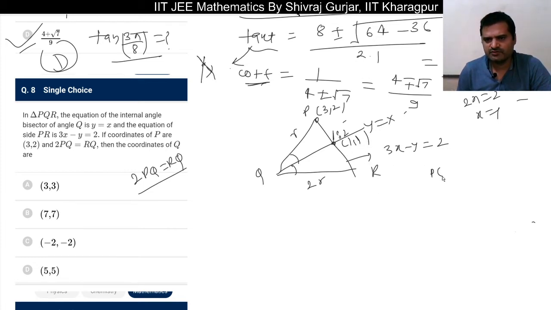Basically we have 3, 2, or let us say x, y, and there is this point which is 1, 1, and this is divided in 1:2 ratio. So 2x plus 3 divided by 3 is 1, and y plus 4.